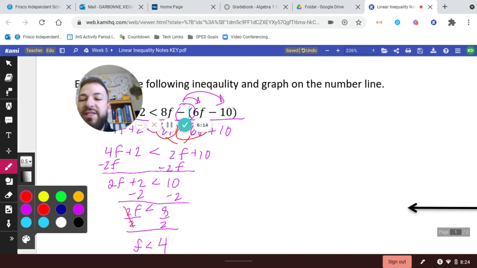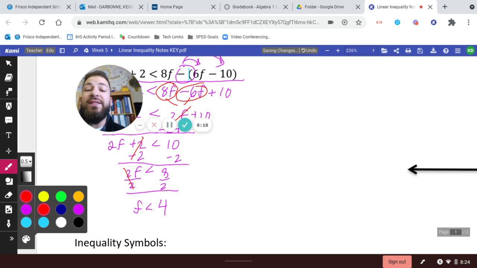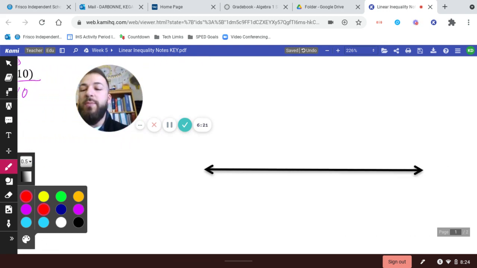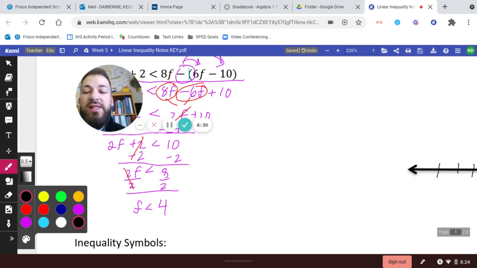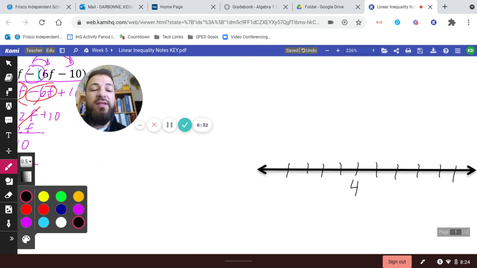So not too terrible in terms of the steps. Everything should feel pretty familiar. So f is less than 4, so we're going to go over to our number line. Once again, I like to stick a bunch in here and just stick 4 smack dab in the middle. You know, close to the middle. Less than, which is pointing to the left. Less than is also fewer values, so to the left. And then because it is less than but not equal to, so just less than, I do an open circle. And draw that arrow to the left.